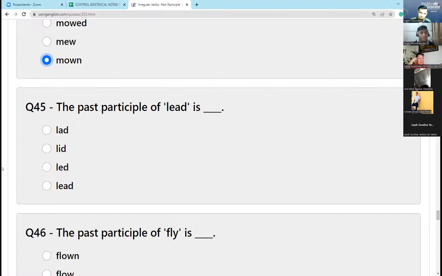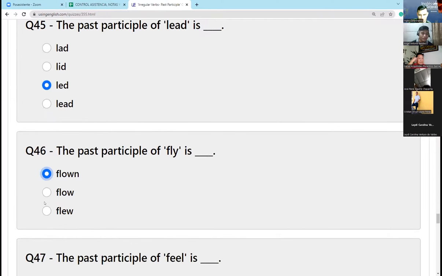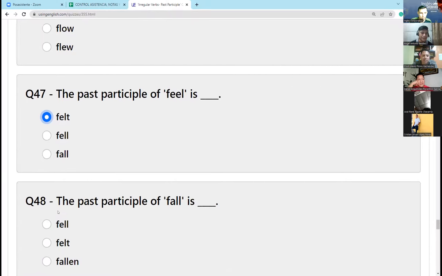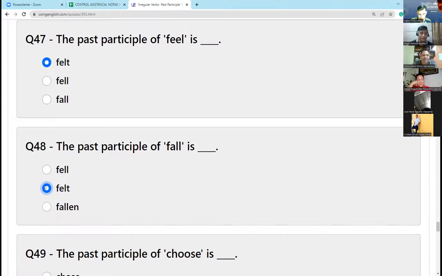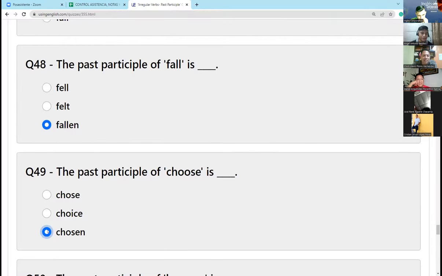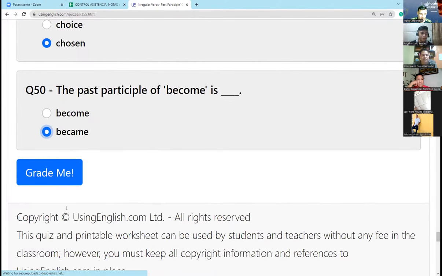Lead. I don't know, but I think it's number three. Fly. Flown. No. If it's one. Flown. Feel. Felt. Fall. Fallen. Second. The second one? No, sir. I think number three. Choose. Chosen. Become. Became.